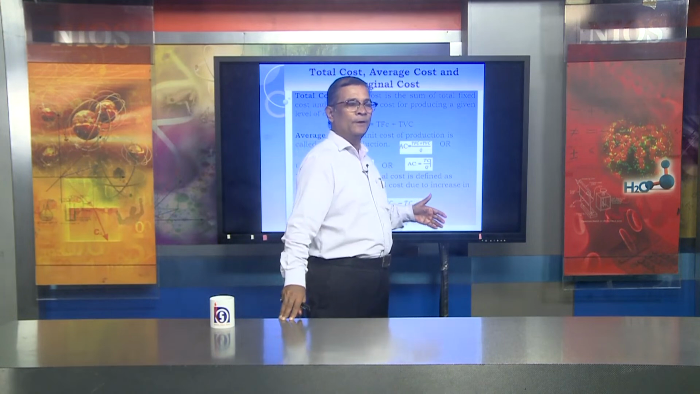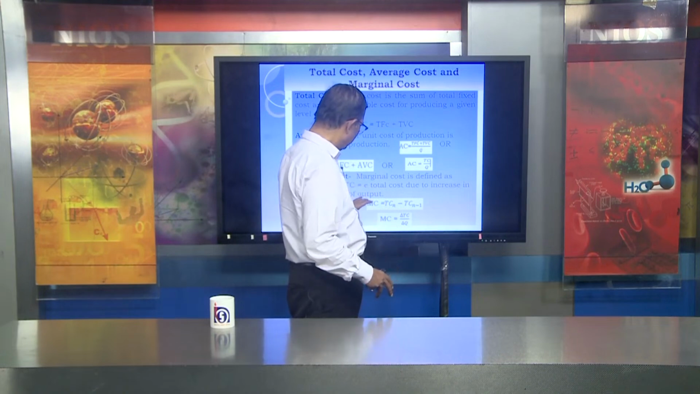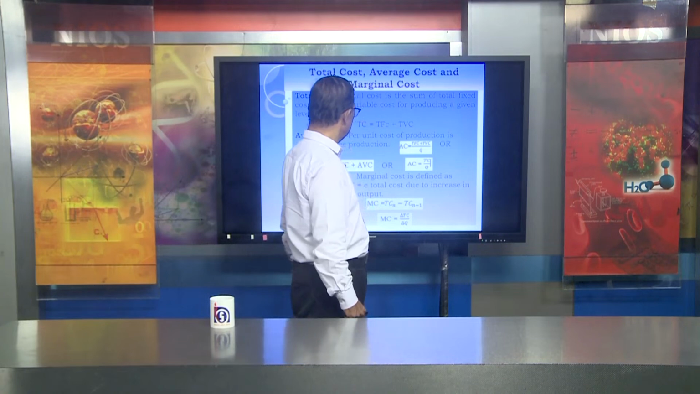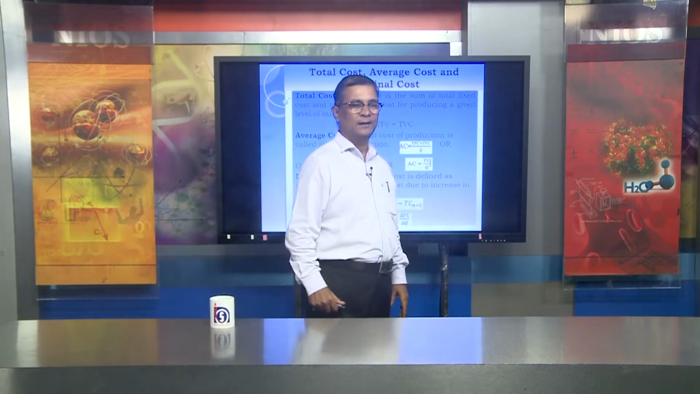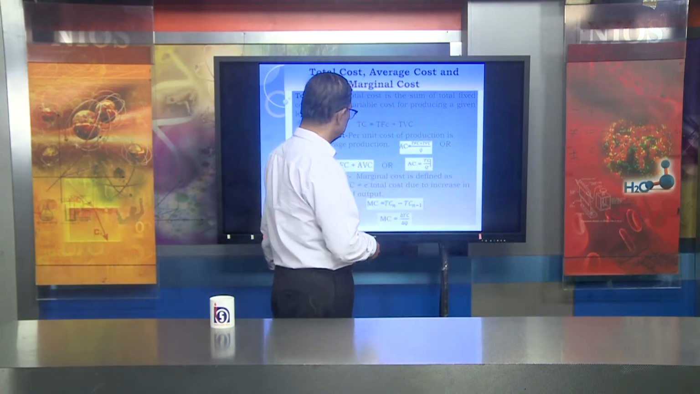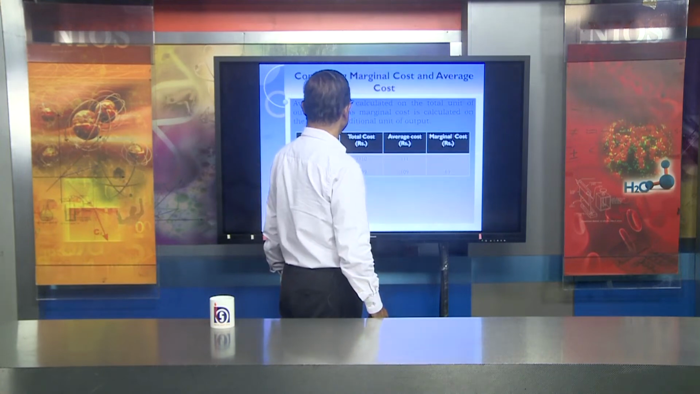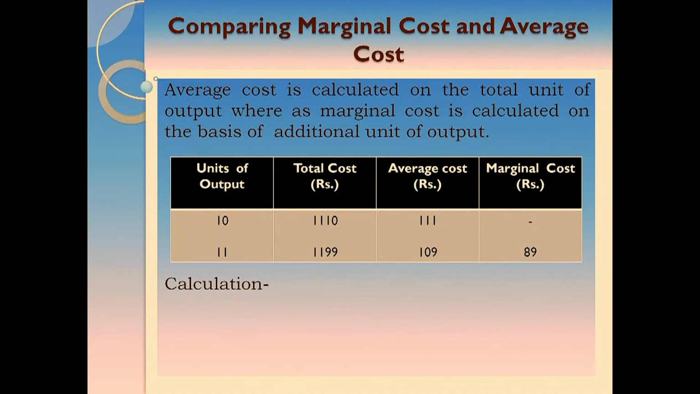Okay, so we can make the calculation with the help of this formula. Clear? You see the example. Units of output, total cost in rupees. What happens in this?